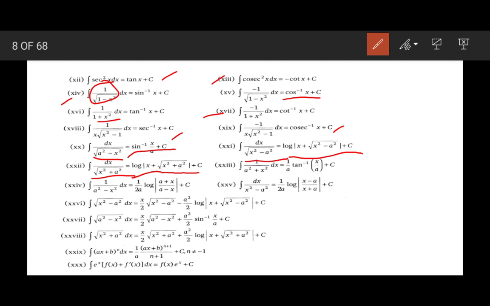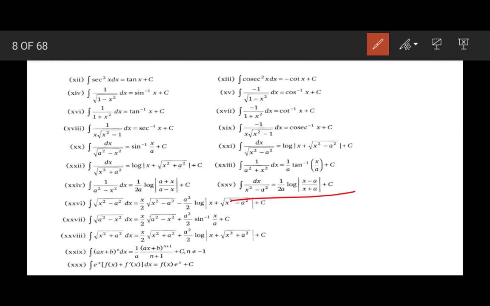So, as you can see, there are all these formulas which you have to remember. You have to learn all of them, because for integration you are going to use these formulas. Only then will we be able to solve integration problems.